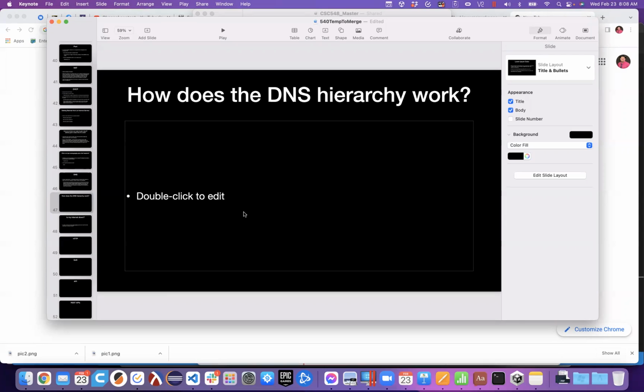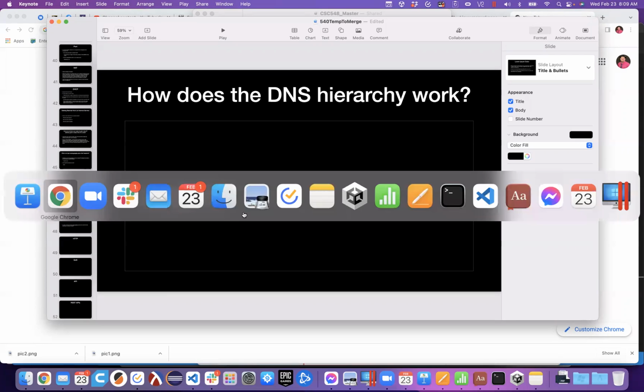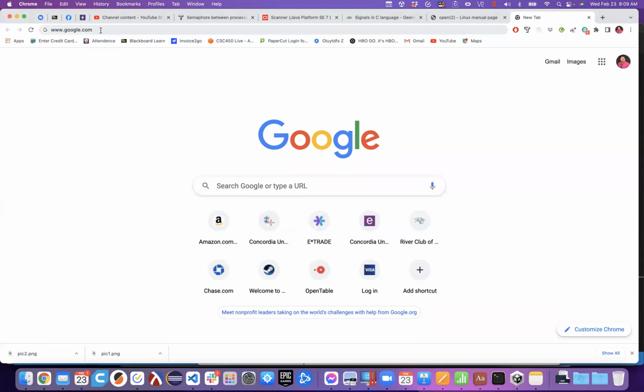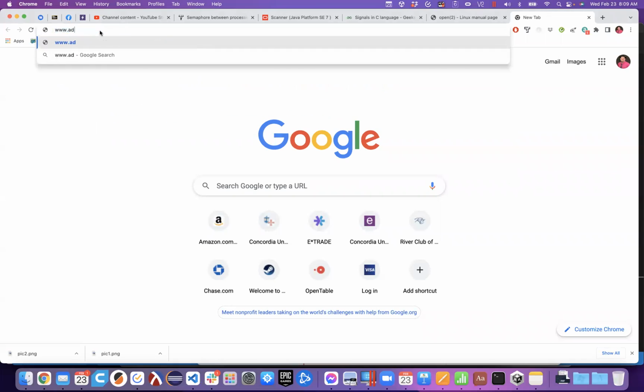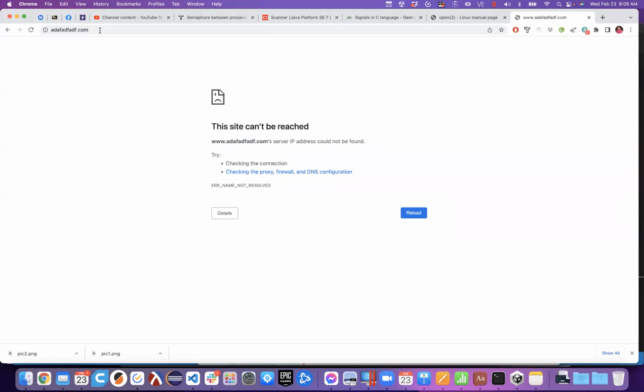So what would happen is if I typed in www.bob.com, it probably actually exists. So let's try to make a guess at something. www. Just going to bang on the keys.com. All right, says this site can't be reached. So I'm going to make a guess here that this domain name does not actually exist.